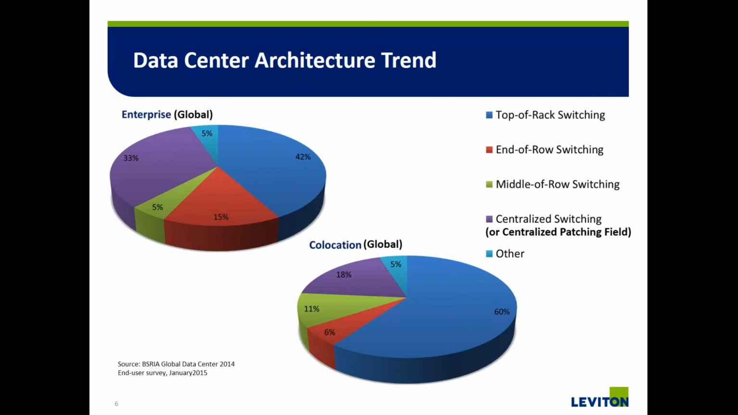In this slide here, BSRIA, a marketing and research agency, asks end users of enterprise and co-location data centers globally what network topology they are using. As you can see, top of rack switching is utilized significantly in enterprise and co-location data centers, followed by centralized switching, which is essentially a centralized patching field. The benefits of top-of-rack switching are faster deployment of server cabinets, shorter trunk cable runs, and better management of oversubscriptions. The main architecture for hyperscale or cloud data centers is typically centralized switching to manage the thousands of fiber cables.